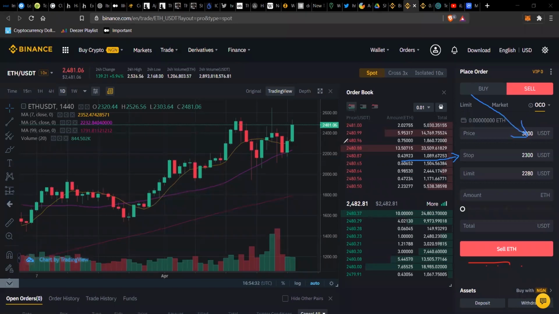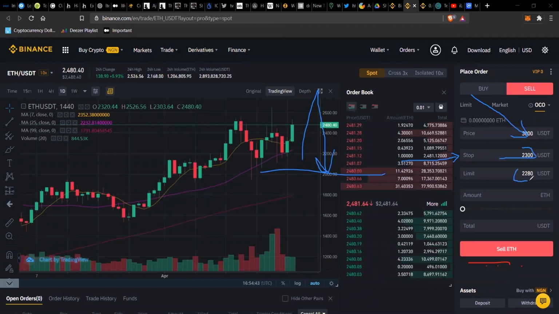But then if things go sideways and instead of going up, ETH starts going down, then I'm telling it, all right, if you fall and hit 2,300, help me place a sell order at 2,280, such that if it gets here, it will automatically sell and I exit the trade. So that is it. That is all about that.